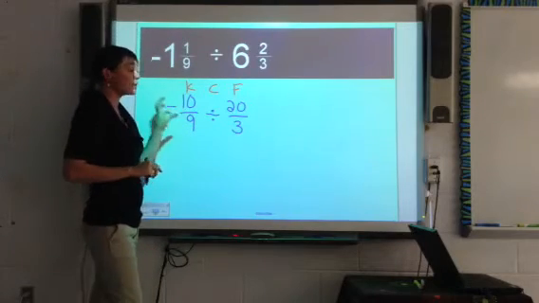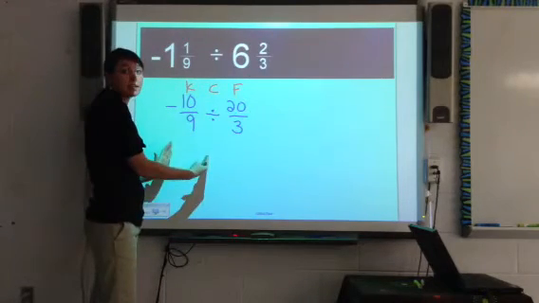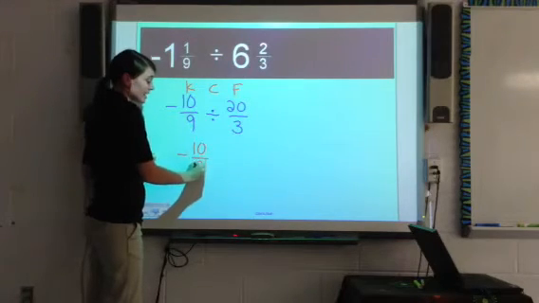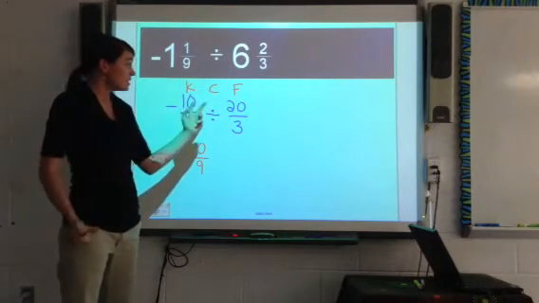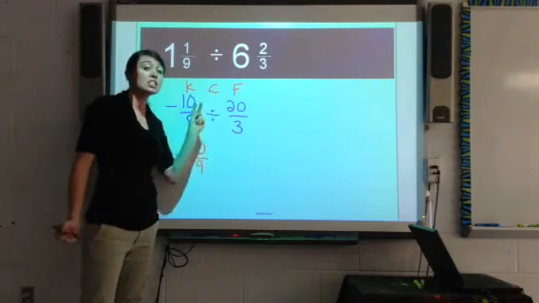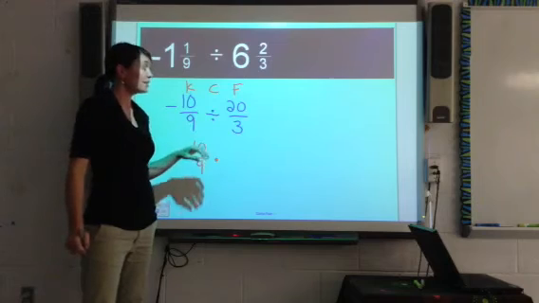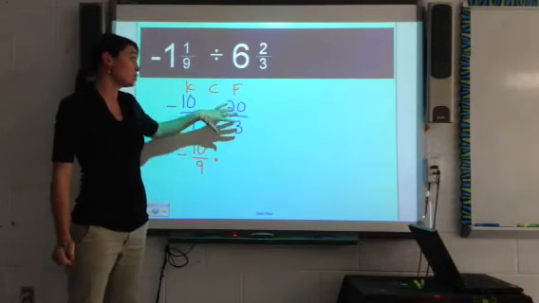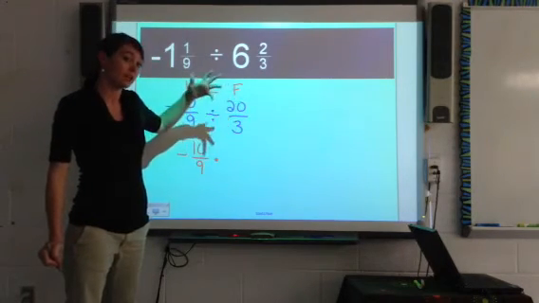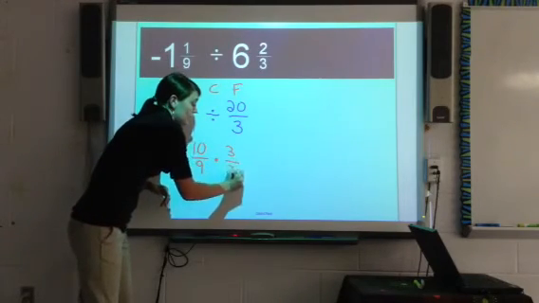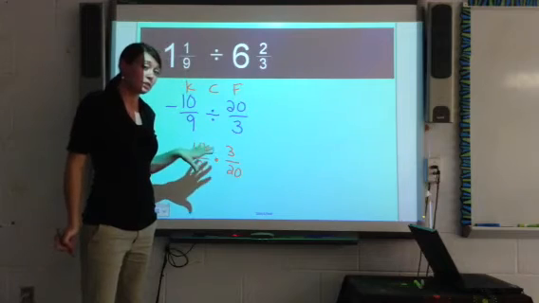So that means we always keep our first fraction the same. Nothing is happening here. You bring down your negative sign, you bring down that 10 and that 9. Division is your change. We need to change that division into multiplication. The last step is flip, which means we're taking the reciprocal of 20/3 and we're making it 3/20. Now this is a problem like you just learned how to do.